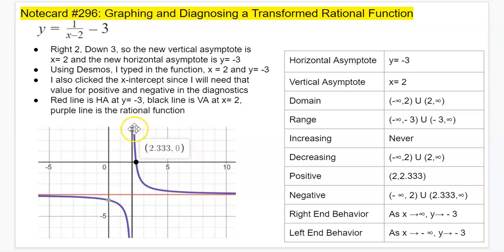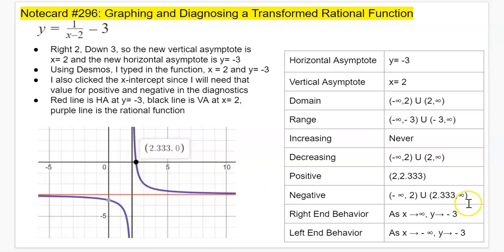All right, positive. This is the origin, guys, right here. So I'm positive just this little sliver. So left to right, from the vertical asymptote, which is 2, to the point 2.333. So there's where I'm positive. And I'm negative from left to right, negative infinity to 2, and then I pick back up at this x-intercept, union 2.333 to infinity.